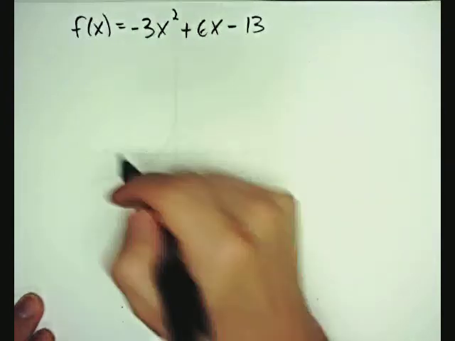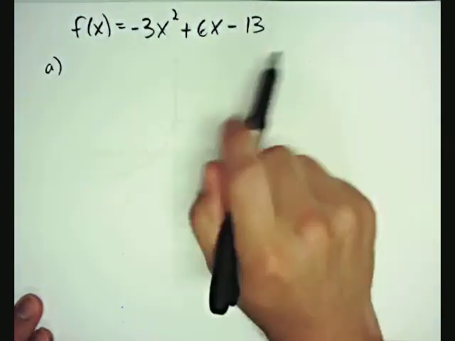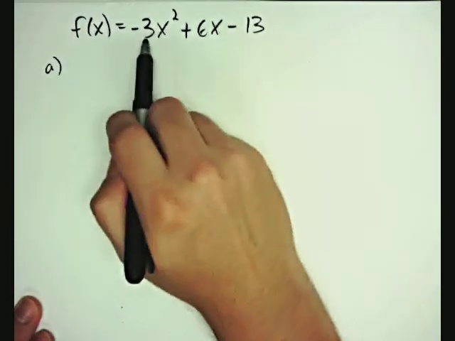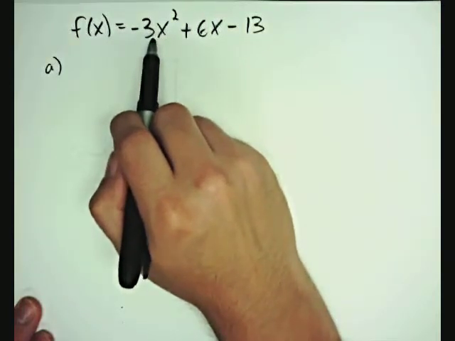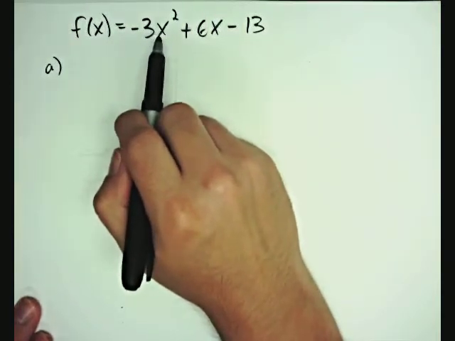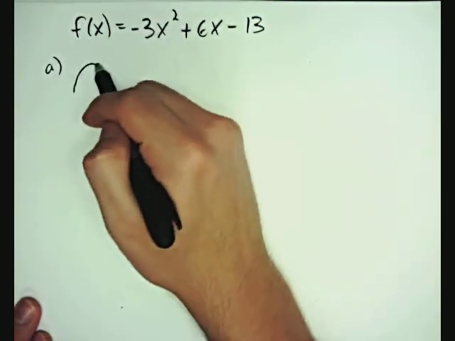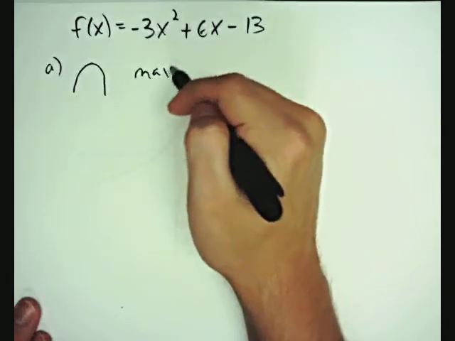In A, we are determining if the function has a minimum or maximum value. To do that, you want to look at the A value and determine which way our function opens. Our A is negative 3, and if A is negative, that tells me I have a downward opening parabola, and so the vertex would be a maximum.